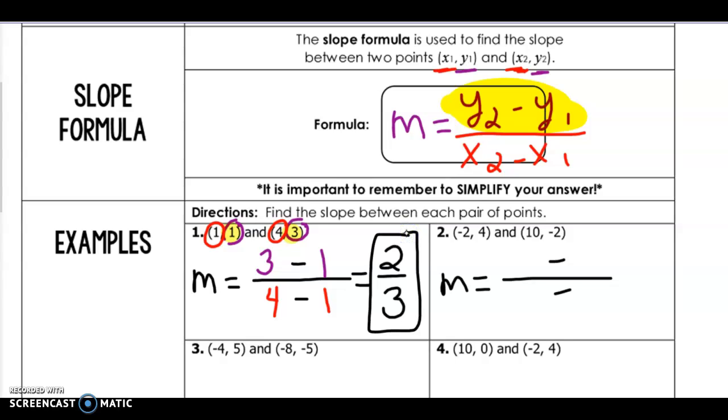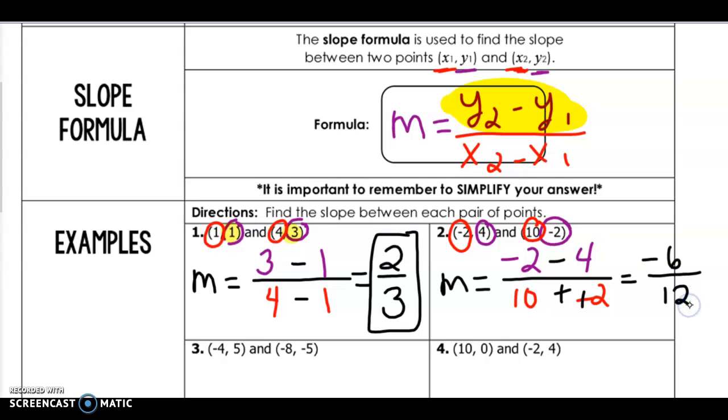Okay, I'll go through and do number 2, and then I will upload this for you guys so you have it. So again, you're going to take y2, so in this case it's negative 2, minus y1, which is 4. Okay, and then I'm going to take my x2 minus my x1. So in this case I have a double negative. Remember, double negatives turn to positives, so don't forget that either. So then I have negative 2 minus 4, which gives you negative 6. And then 10 plus 2 gives you 12.